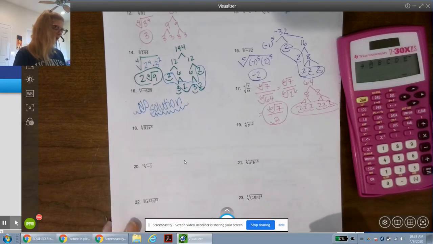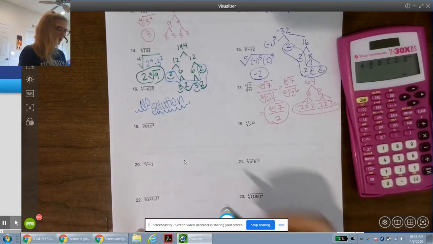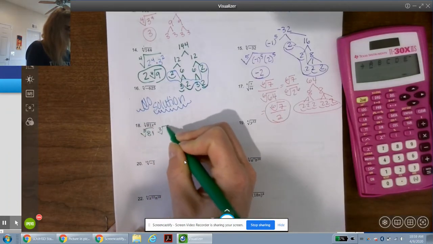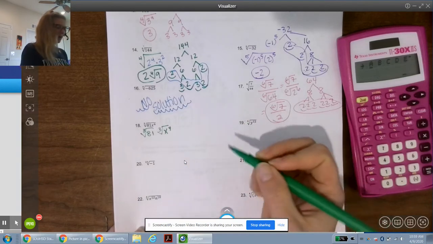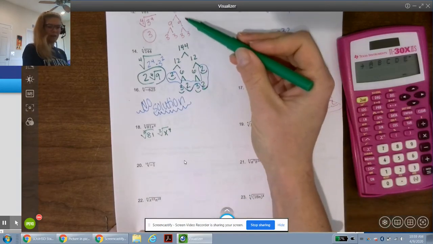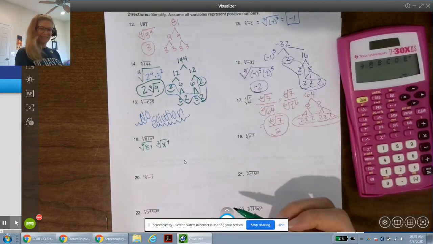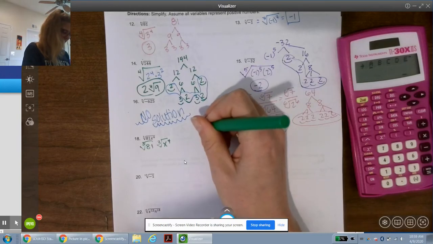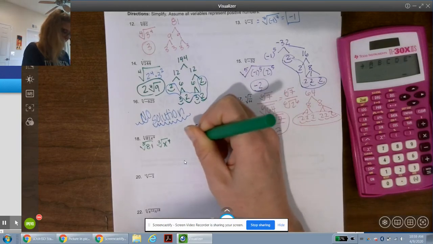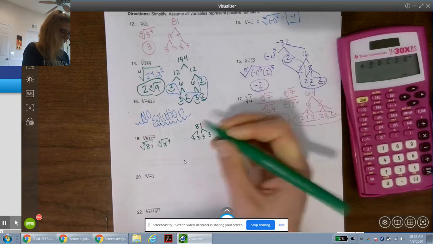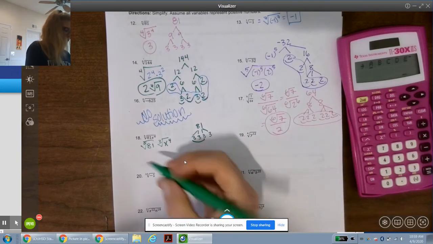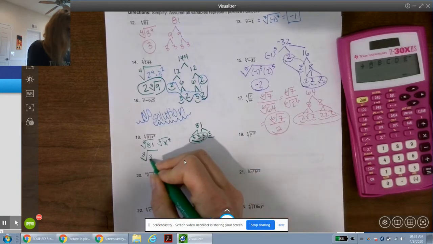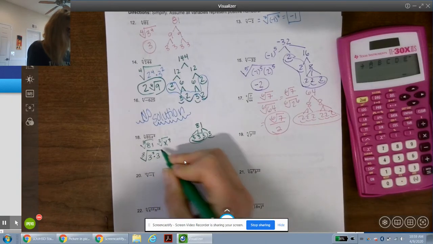Cube root of 81 times x to the 4th. So cube root 81, cube root x to the 4th. We already did the 4th root of 81 up here, so we can kind of steal that factor tree if we wanted to and think about 81 as 4 factors of 3. But I only want 3 of them. So this is the cubed root of 3 to the 3rd times 3.